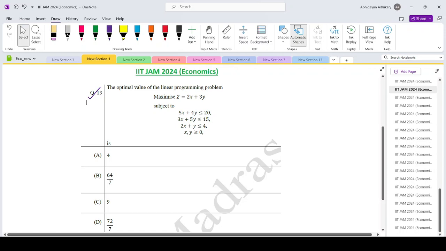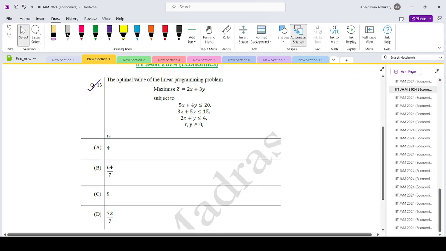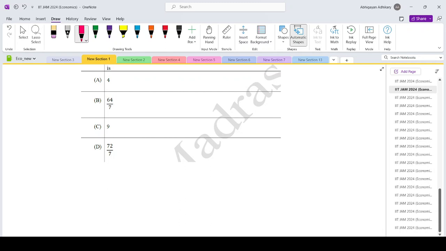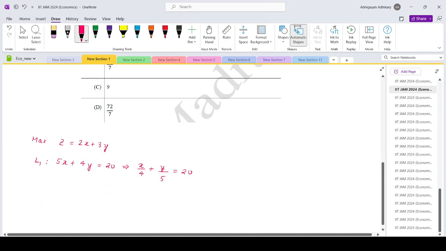If you all might recall, when we try to plot the constraints, we first plot them as equalities and then decide on which one is the appropriate region, correct? So we want to maximize z equals 2x plus 3y, okay? And the first constraint, if I write it as L1, is 5x plus 4y equals 20. That means x by 4 plus y by 5 equals 1.